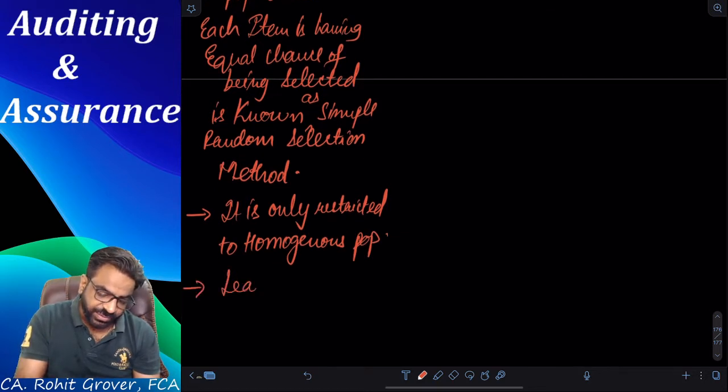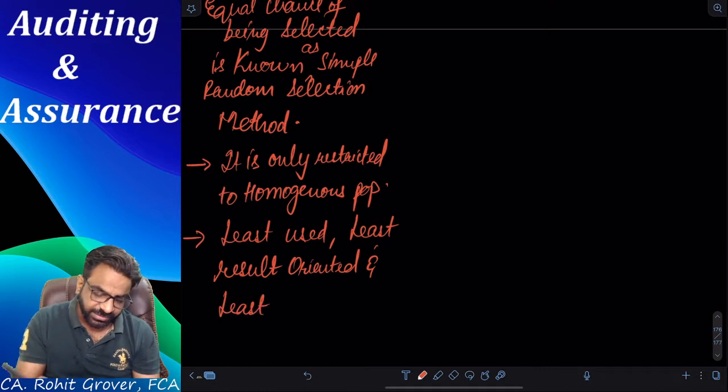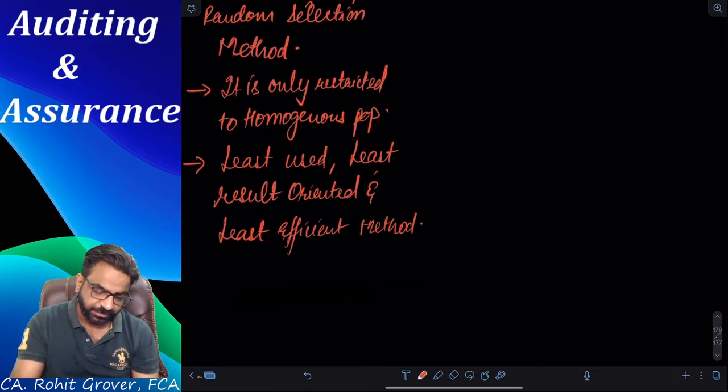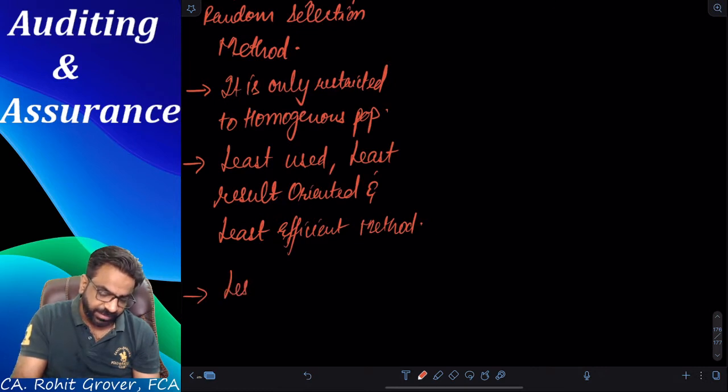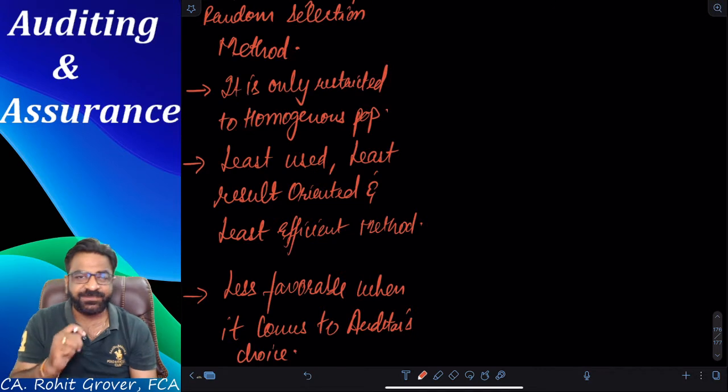Second one, least used, least result oriented, and least efficient method. Less favorable when it comes to whose choice? Auditor's choice. It is a very much less favorable method.